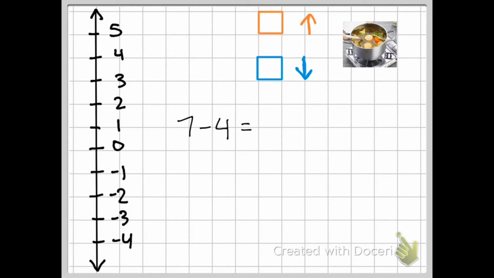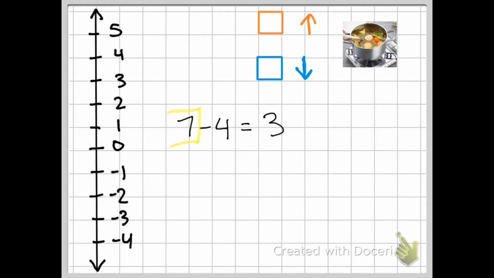Once again, we have this problem, 7 minus 4, and we already know how to do this kind of subtraction. We end up with the answer 3. And so we're going to talk through an example that we're already familiar with the cooking soup method, just to make sure that we understand how to use it.